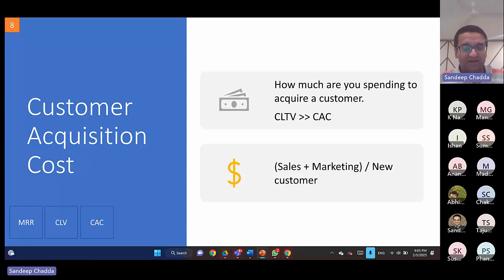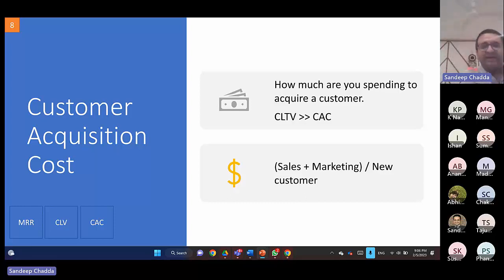For those who are unaware of these terms, simple. How much money did you spend to acquire a customer? That could be my sales budget, my marketing budget, whatever. Like you would see a booth which is being set up outside your building, somebody saying, "Hey, why don't you try my product," etc.